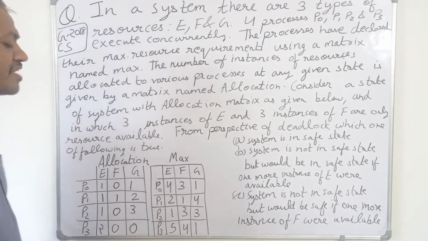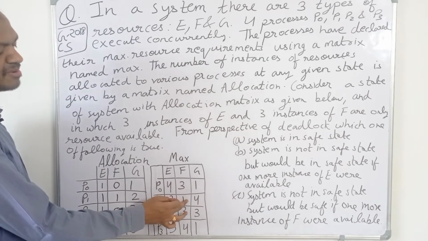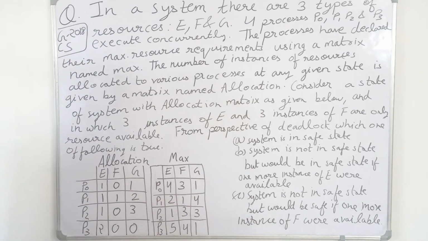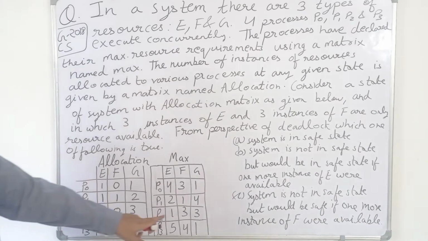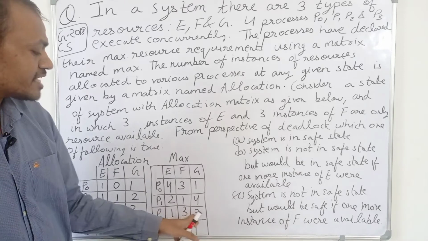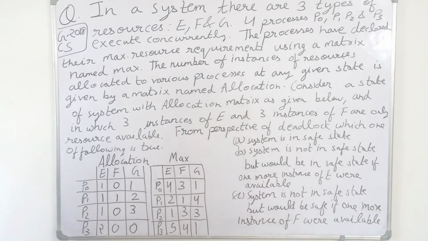Similarly, process P1 requires a maximum of 2 instances of resource E, a maximum of 1 instance of resource F and a maximum of 4 instances of resource G. Similarly, P2 requires a maximum of 1 instance of resource E, 3 instances of resource F and 3 instances of resource G. Similarly for P3.